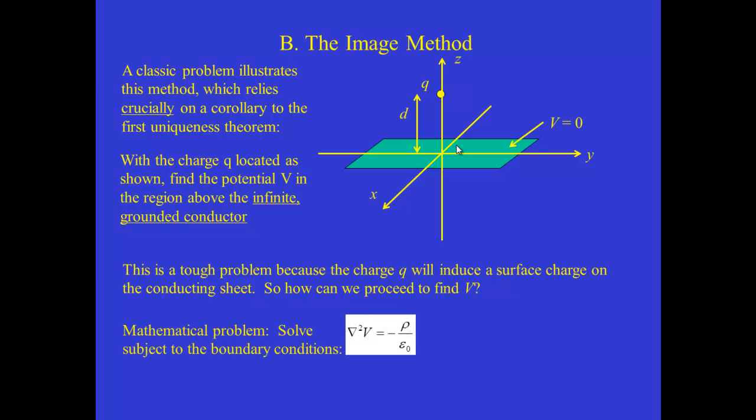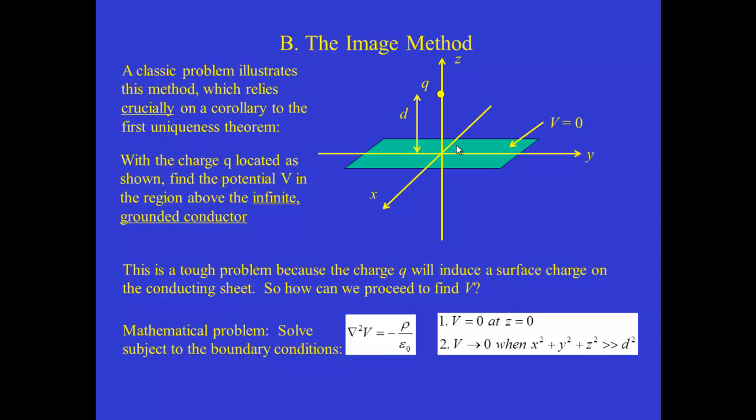Well, let's review the mathematical problem first. First, we have to solve Poisson's equation subject to certain boundary conditions. So we're trying to find the potential V that satisfies this equation, where V is equal to 0 on the surface of the grounded conducting plate at z equals 0, and V has to go to 0 when the distance away from the plate becomes large.